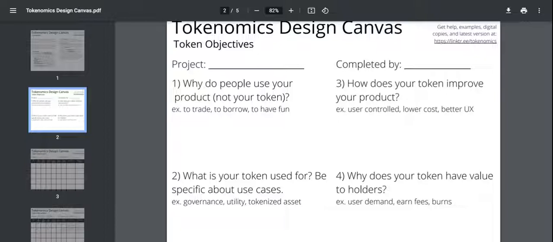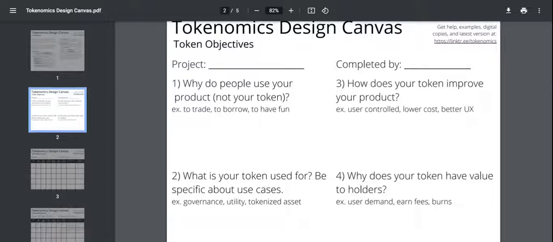How does your token improve your product? So Uniswap, for example, had a product more than a year before their token launched. So once they launched the token, how does that improve the product? Well, in their case, it made their liquidity pools a lot deeper, meaning that all these users, all these traders had a better experience of trading on Uniswap. So it improved the product. But that's only one piece of the puzzle. Which brings us to question 4.